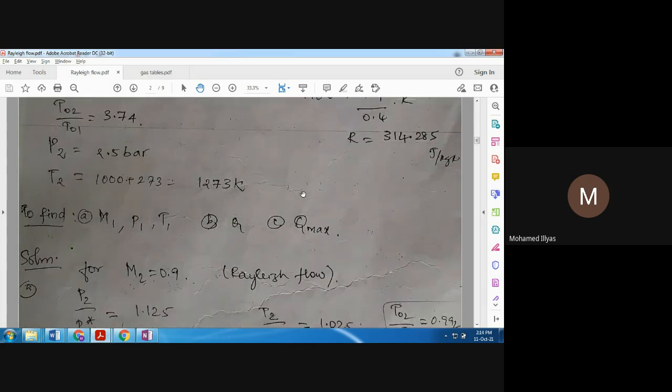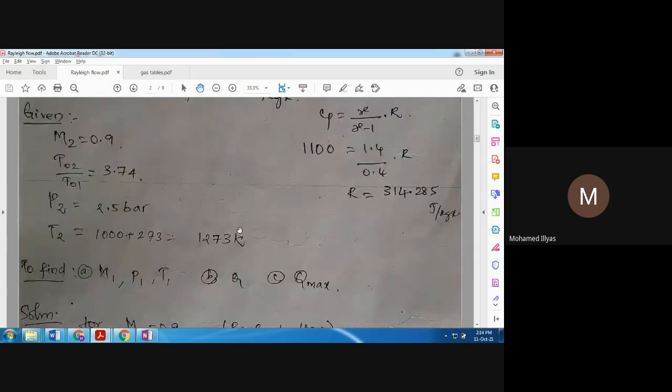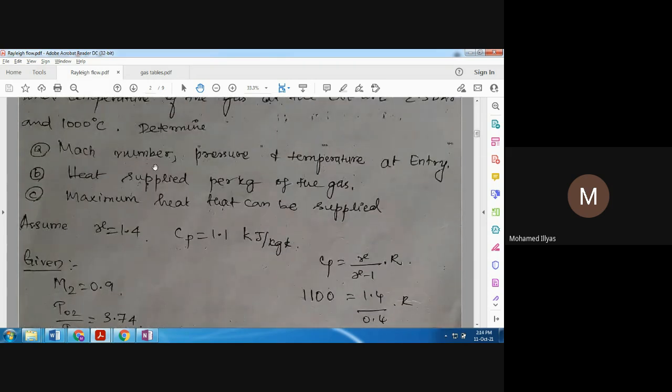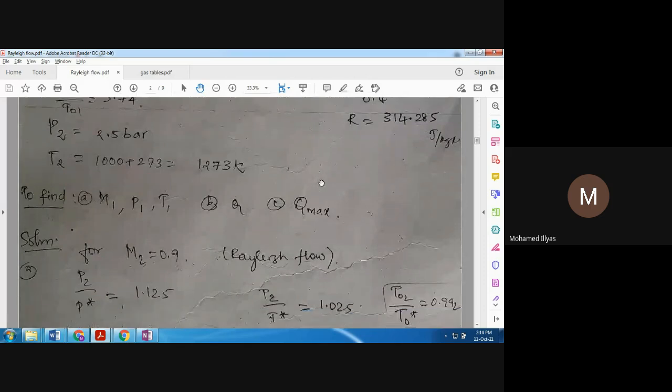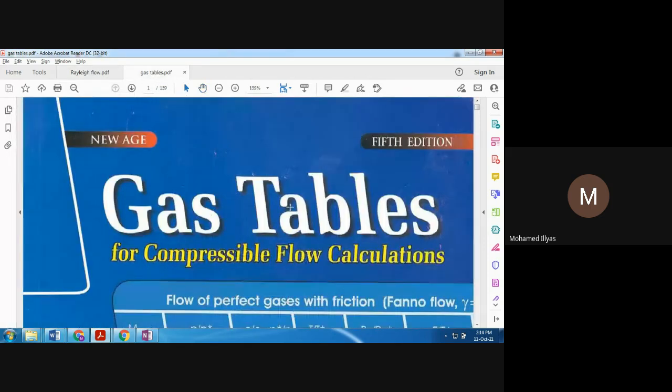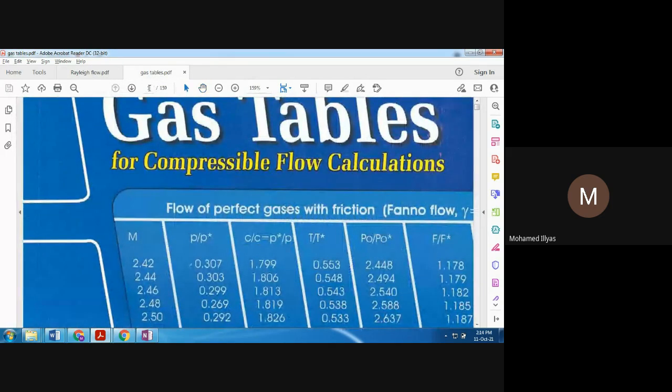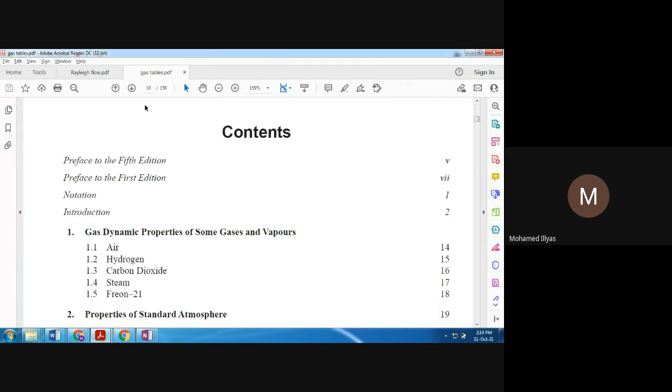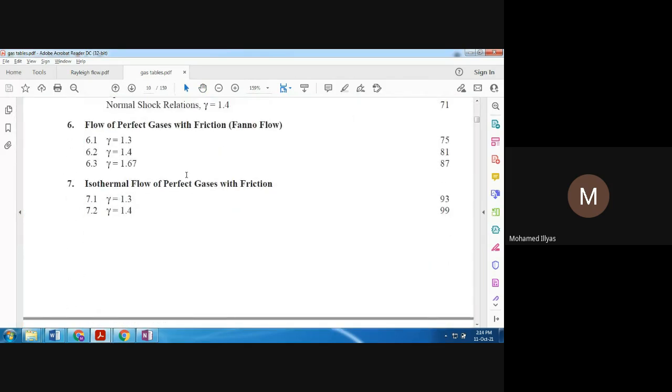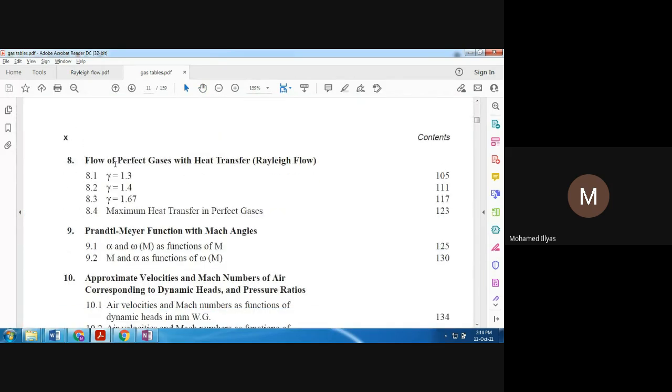Okay. Now we'll proceed with the problem to find out the required parameters. Initially, we need to find out the Mach number, pressure, and temperature at the entry. So we are going to use our gas tables. Let us go to our gas tables and take the contents page. Here we have Rayleigh flow of perfect gas with heat transfer, Rayleigh flow with gamma equal to 1.4. So let us take page number 111.